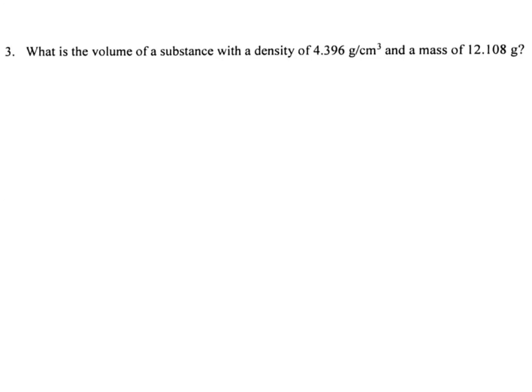Okay, next we will look at number 3, which is: what is the volume of a substance with a density of 4.396 grams per cubic centimeter and a mass of 12.108 grams? So I'm underlining the pertinent information here. And when you have a word problem like this, it's best to pull the information out of the words and write it down in a separate place. That helps us to better understand what it is that we're given, what it is that we're trying to find, and how to plug it into our formula when we get to that point.